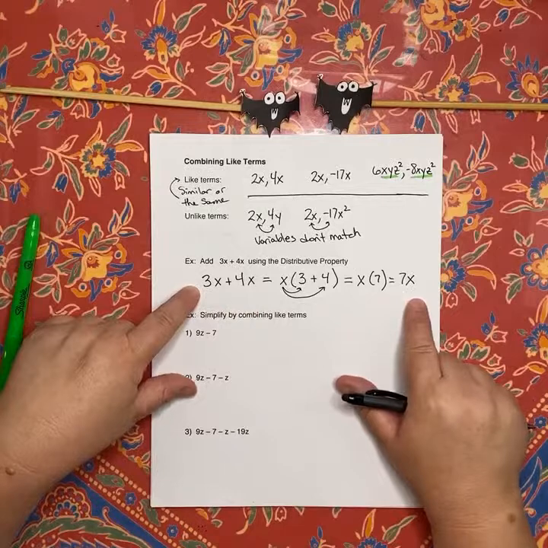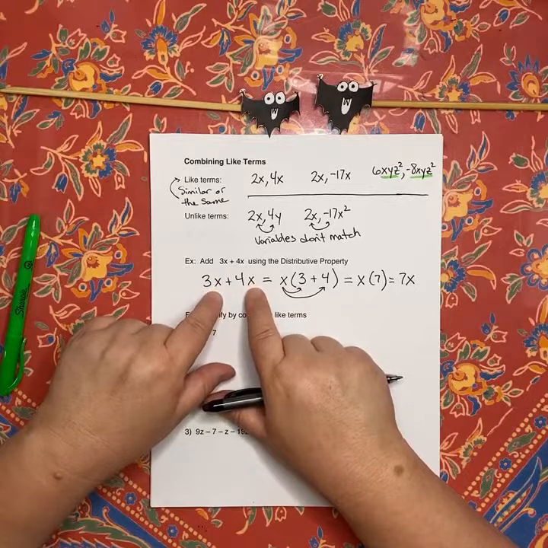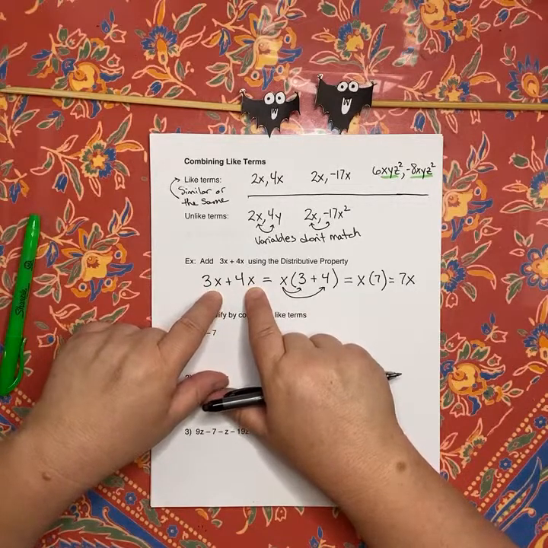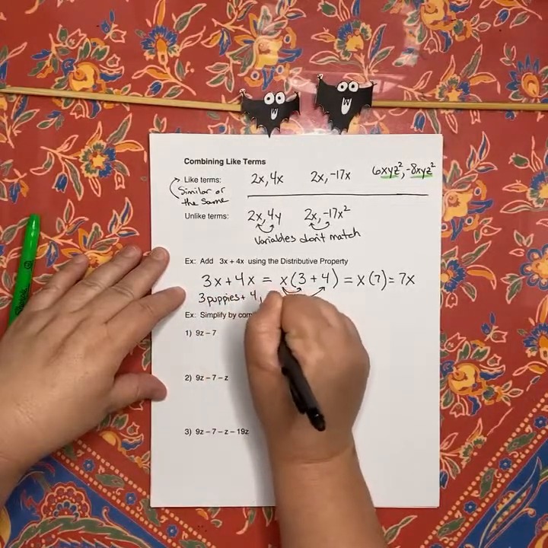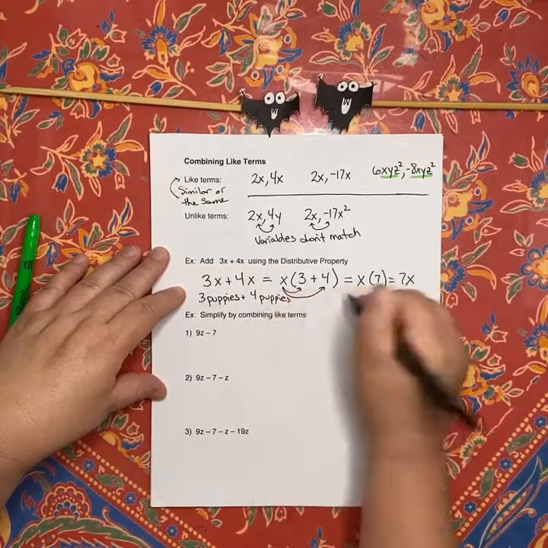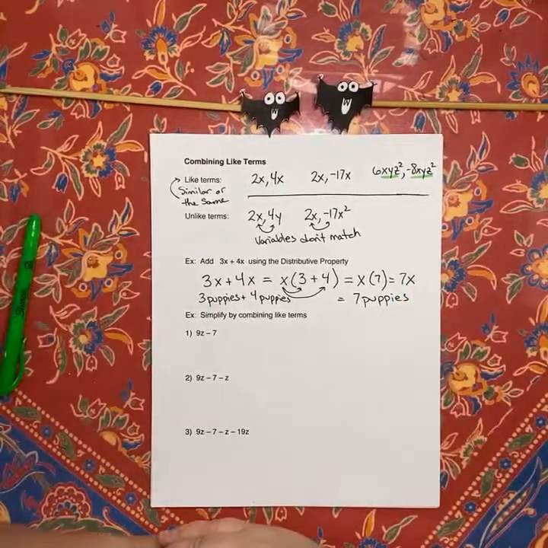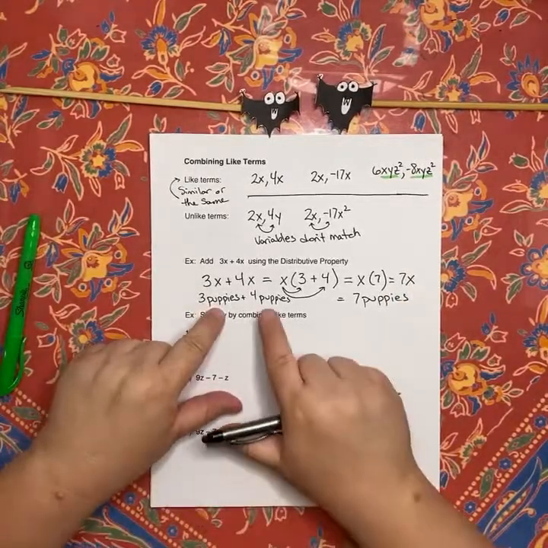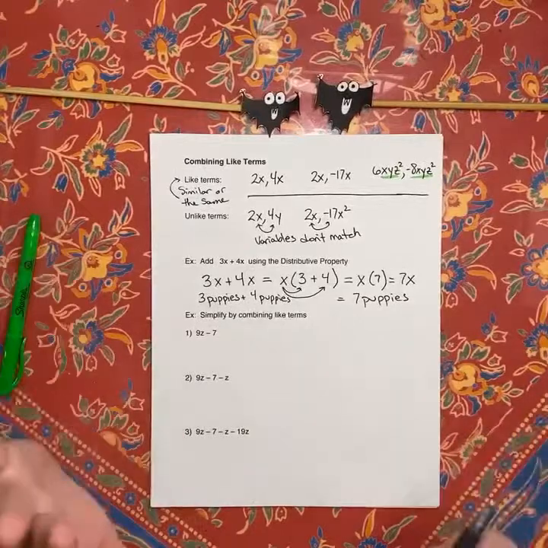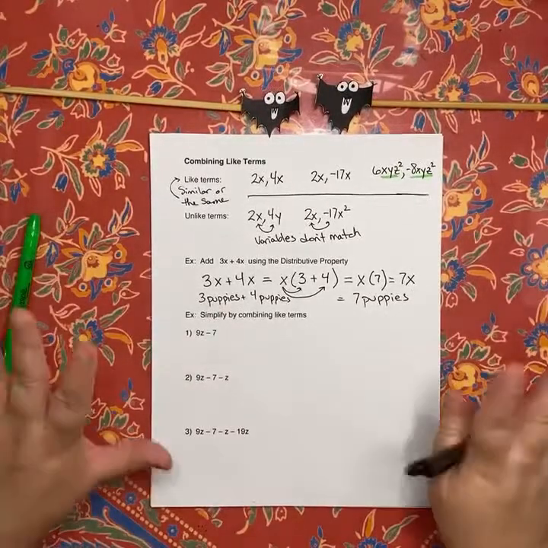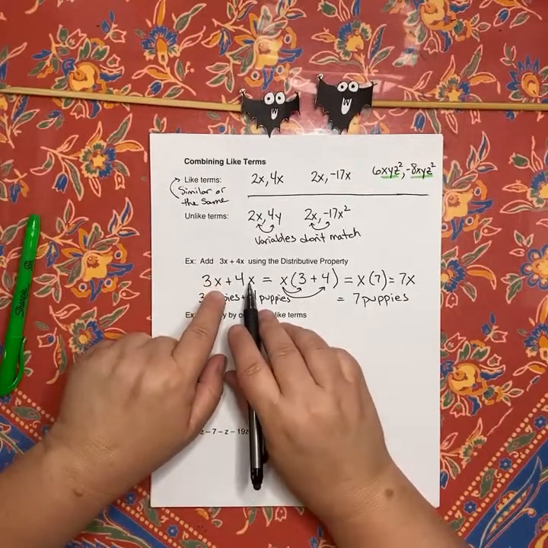All of this is a very fancy way of saying, you know what? As long as the variables match exactly, you're allowed to add them like you would add puppies. 3 puppies plus 4 puppies equals 7 puppies. So the question is, can you add puppies and cats? If I had 3 puppies but 4 cats, you can't really add them together. You'd have to say like 7 pets. You'd have to change the whole problem, talk about something completely different. So the two things have to match. The puppies have to match or the x's have to match.